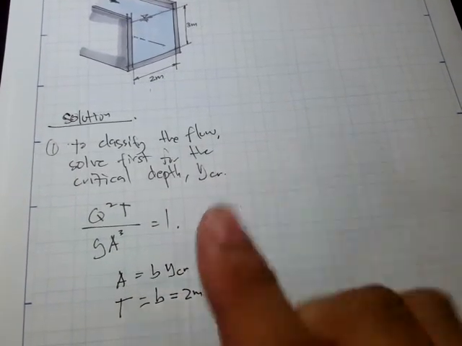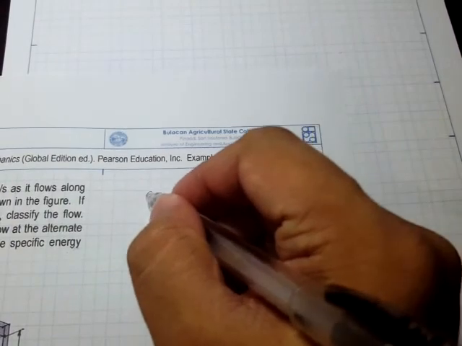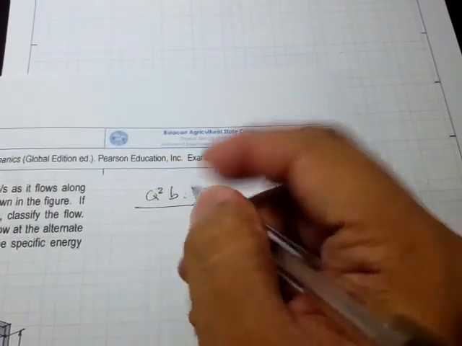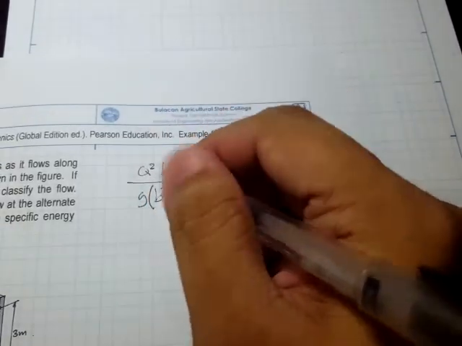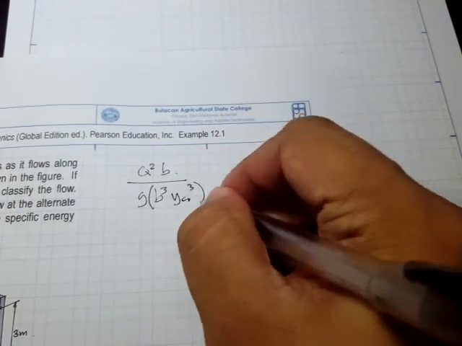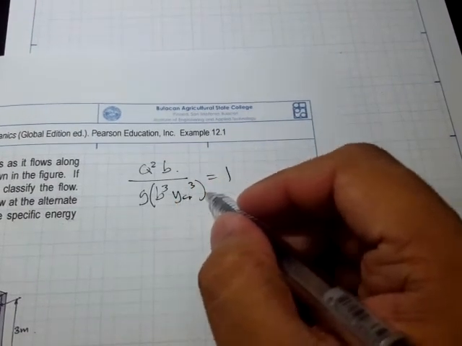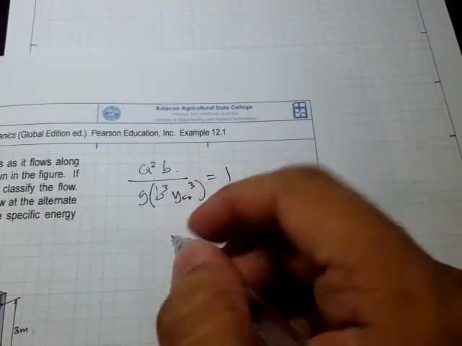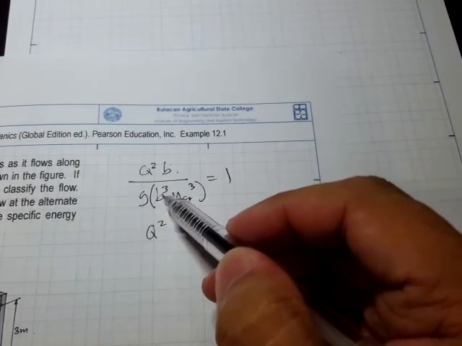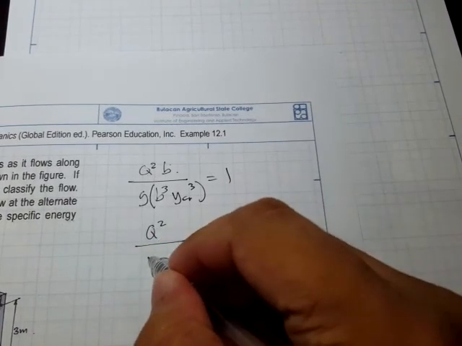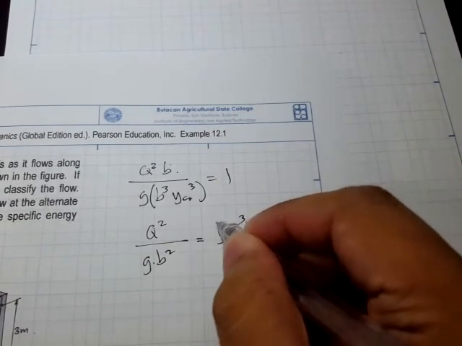Okay, so if we substitute all the values into this equation, what we get is Q squared times T, that's simply b, and g times A, let's write it this way, b cubed times y critical cubed, is equal to 1. Let's isolate y critical to the right-hand side. What we get is Q squared times b. Take note, we have b here and b raised to 3 here, so therefore it's just g times b squared is equal to y cr raised to 3.